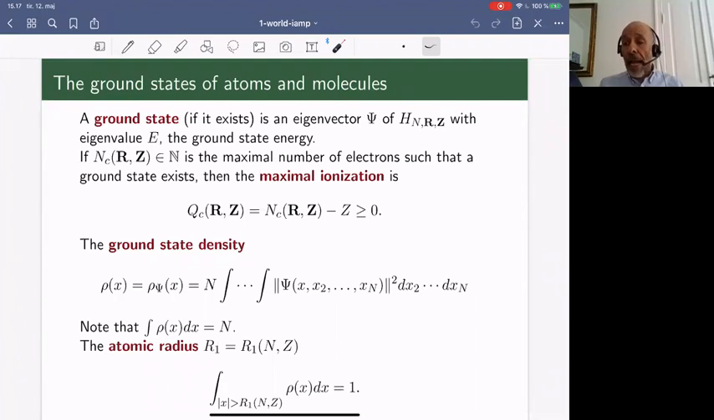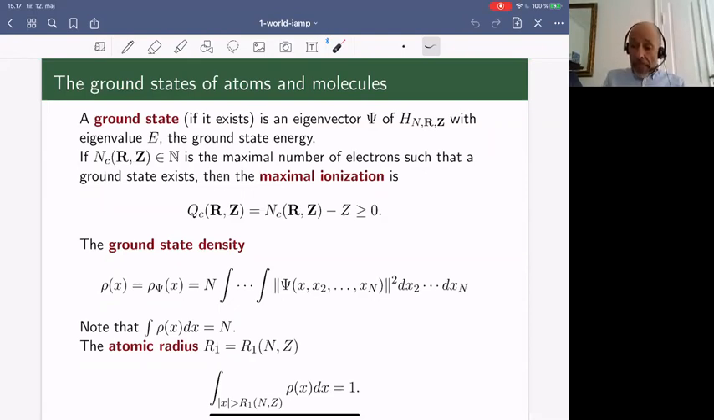And in fact, I'm defining N_c, the critical number of electrons, as a function of the parameters R and Z, to simply be the maximal number of electrons such that a ground state exists. Right? And then the maximal ionization is exactly this number minus Z. It's not a very difficult statement to see that this is actually positive. I can always bind at least Z electrons.